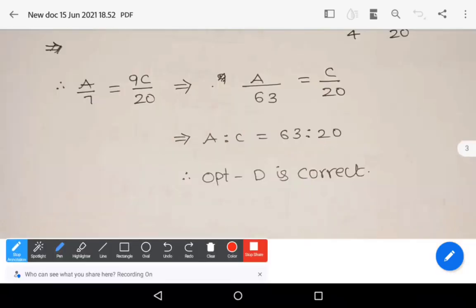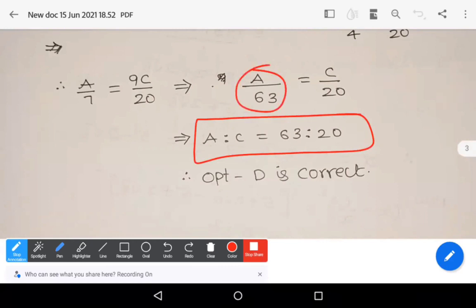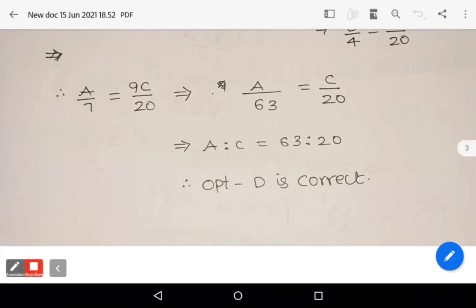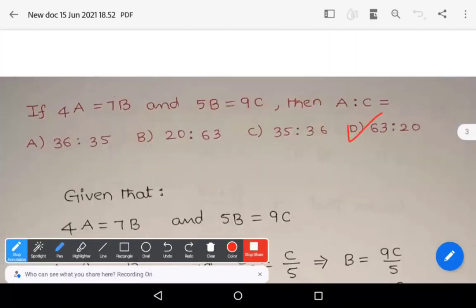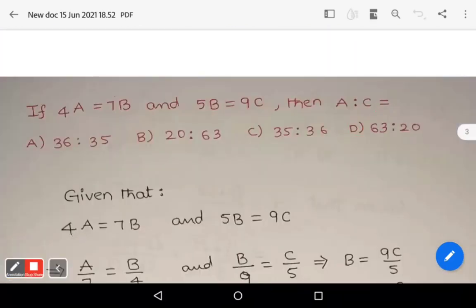Therefore, a is to c is equal to 63 is to 20. A by 63 is equal to c by 20, so a is to c is equal to 63 is to 20. Option D is the correct option. So you observe that. Let us solve the next problem.